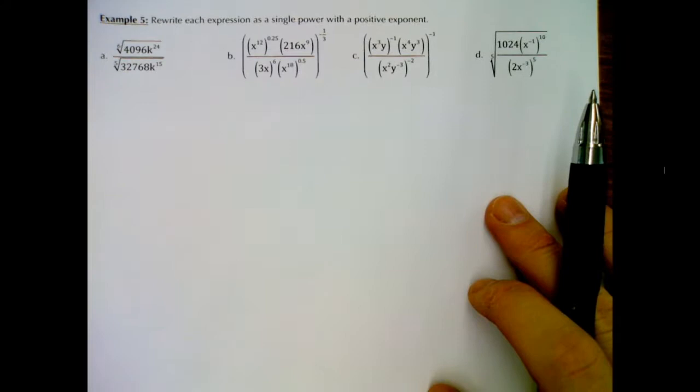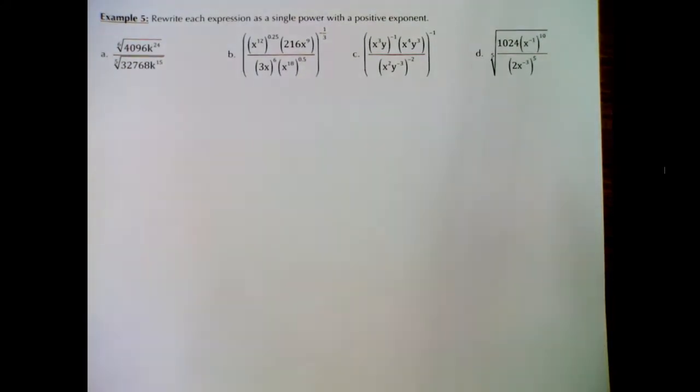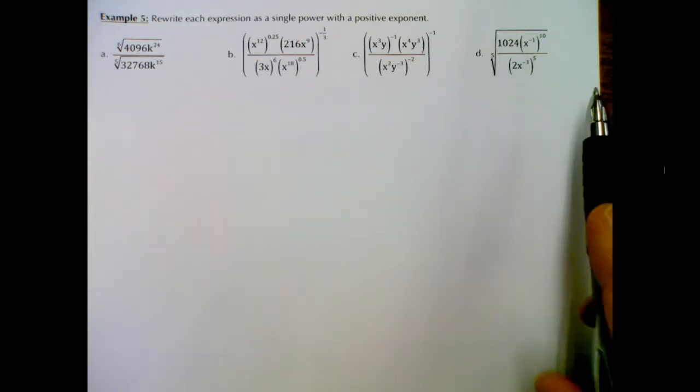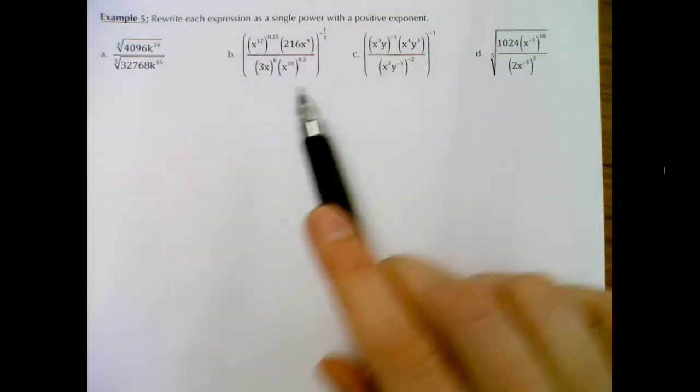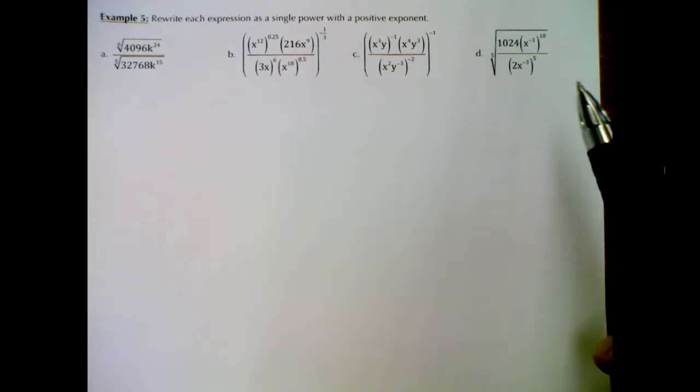All right, this is some fun stuff. This is the thing that we've been building to for 2 lessons now. Now we're going to be able to rewrite all of these as a single power with a positive exponent. Now, we talked about in the last lesson what that means. If you have multiple variables, you're going to have 2 powers, but if they're going to be multiplying or dividing, we'll count that as a single power.